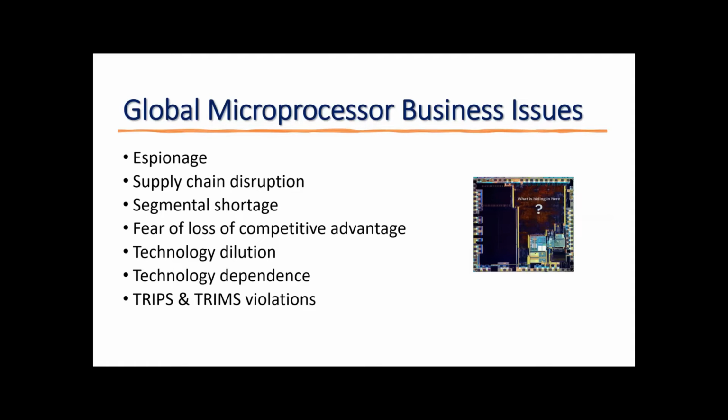Now, global microprocessor business issues. Number one issue was espionage. And because of this espionage, America has taken protective measures. And there was a famous case of a mobile company in which they were charged for espionage, spying in America, and they were banned from America, they were fined, and that is a famous case of a mobile company. As a result of that, in the previous era and this Joe Biden era, they have taken protective measures, and shortly I will discuss that.